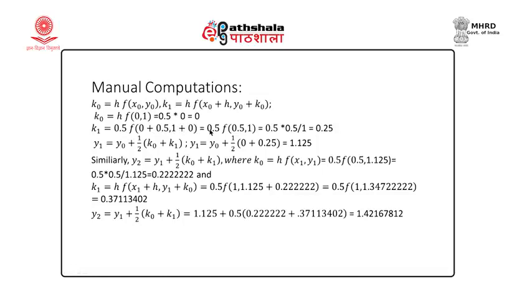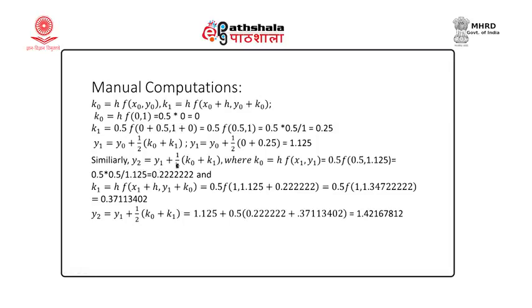So, k1 becomes 0.5, f of 0.5 comma 1, where f(x, y) is x by y. So 0.5 into 0.5 by 1, the result is 0.25, and so y1 will be calculated as y0 plus half of k0 plus k1, giving us y0 is 1 plus half of 0 plus 0.25, the result is 1.125. Now, again you repeat the process.